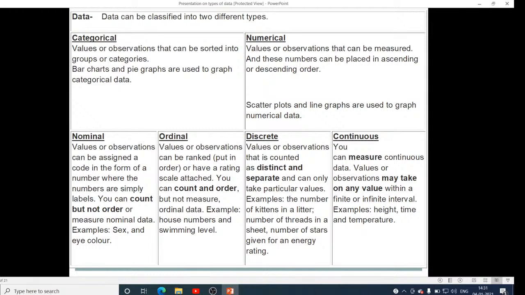Numerical data is divided into 2 types, discrete and continuous. Categorical data is divided into 2 types, nominal and ordinal. So first, you answer me. What is the other name of numerical data?